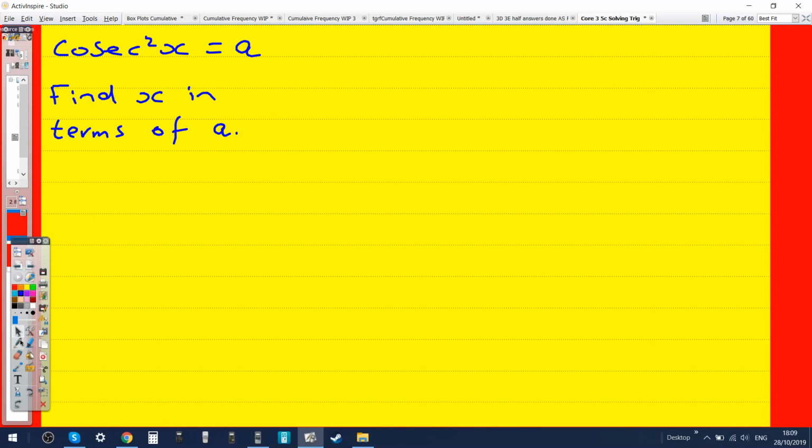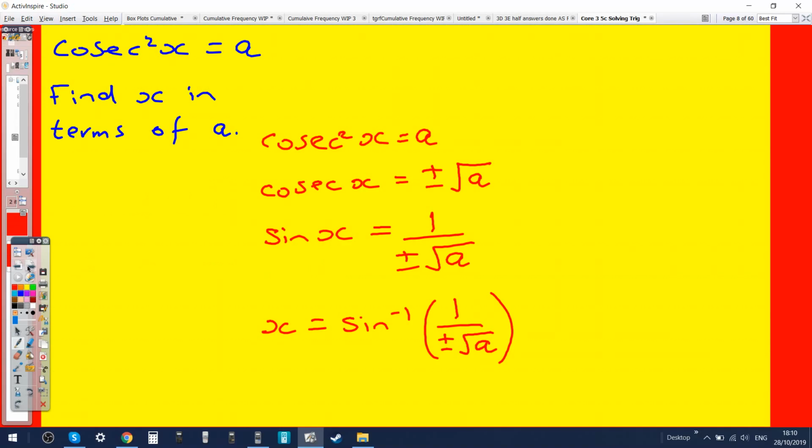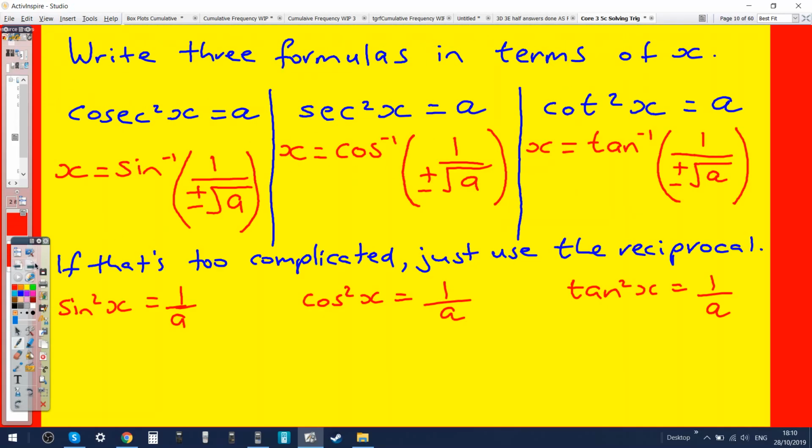How about this? Cosec squared x. So that's 1 over sine squared x equals a. So sine squared x equals 1 over a. Would it be x is equal to arc sine, then the root of 1 over a? Yeah. And how many solutions will there be? Well, there will be a plus and a minus solution. Yeah, so 2. And I think you'd be fine for those 3. It's the same idea.